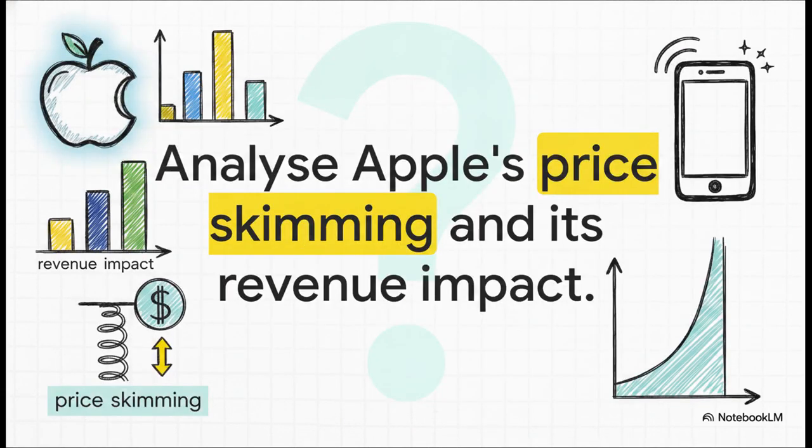So here is your first task. Apply the concepts we just discussed. Think deeply about how Apple's massive brand recognition and technological advantages make their demand price inelastic. How exactly does that inelasticity allow them to use price skimming without entirely destroying their sales volume? And what is the final bottom line impact on total revenue?